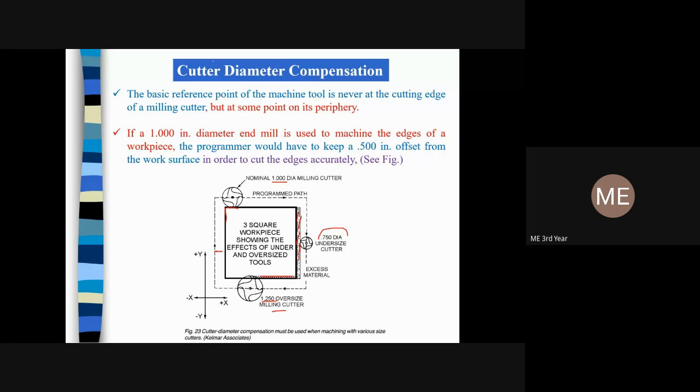So for that reason this is important, but nowadays it is not so important because with the M06 command you will already mention your tool with some number like G02. M06 is the tool change command, G02 is the tool number, and you will already mention here the diameter of the tool, and with that it will automatically calculate the coordinate points.